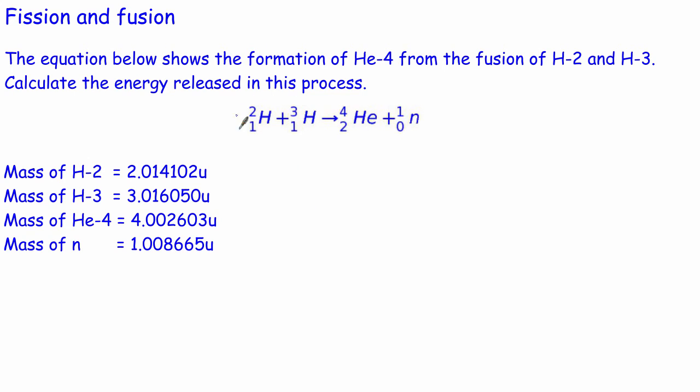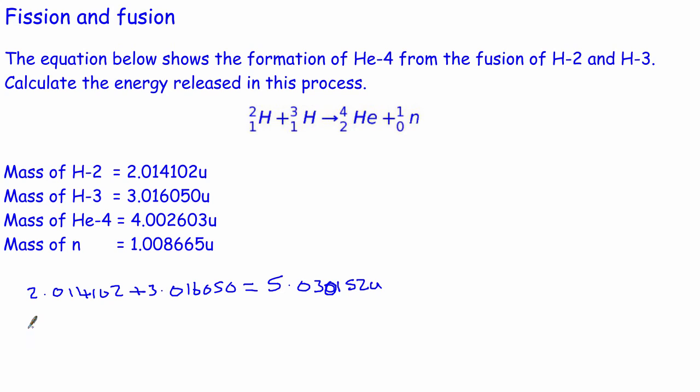So first of all, let's have a look at the mass we started with. We simply add the mass of that and that together. So we have 2.014102 plus 3.016050 gives us 5.030152 atomic mass units. And I'm going to keep all of these decimal places to make my answer as accurate as I possibly can do. So that's the mass that we started off with.